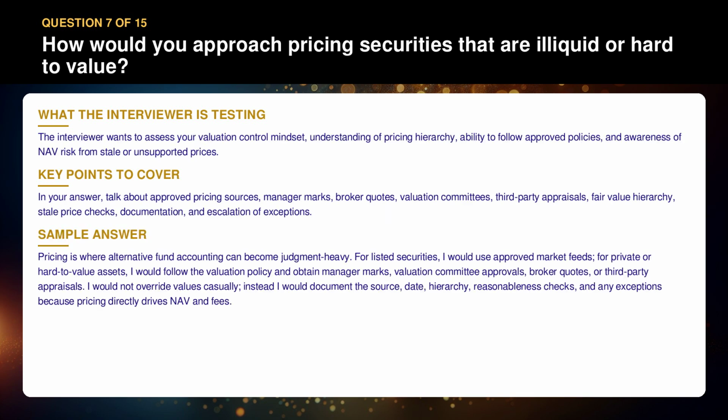Pricing is where alternative fund accounting can become judgment-heavy. For listed securities, I would use approved market feeds. For private or hard-to-value assets, I would follow the valuation policy and obtain manager marks, valuation committee approvals, broker quotes, or third-party appraisals. I would not override values casually. Instead, I would document the source, date, hierarchy, reasonableness checks, and any exceptions, because pricing directly drives NAV and fees.